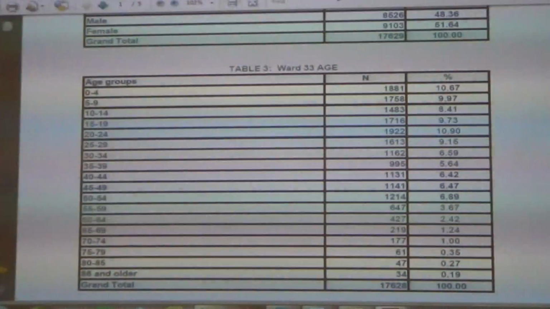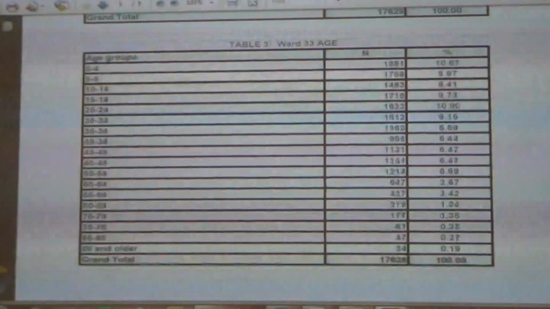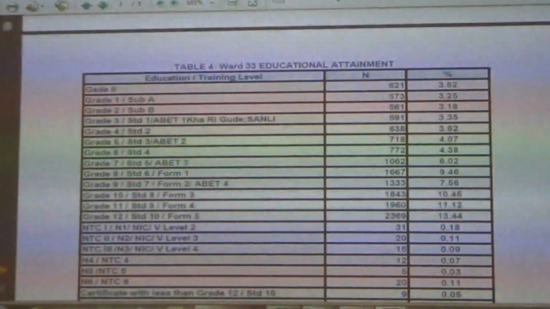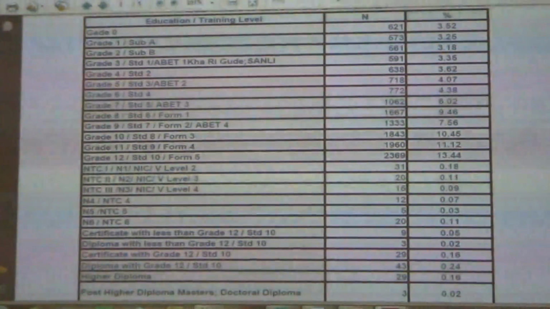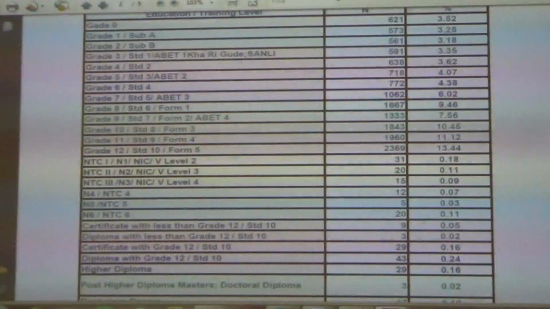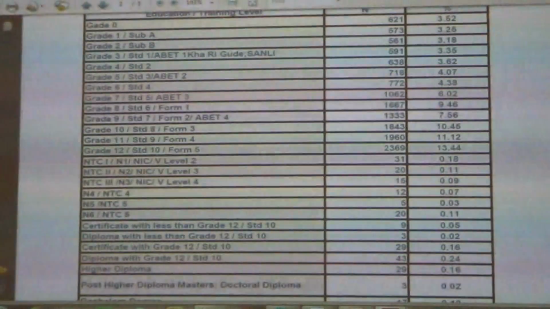We're still in Ward 33. We're looking at the age profile. Now we're going to educational attainment. Again, the whole list of all the different categories familiar to you, Isaac. All the different educational categories are there, and every one is put in a number and a percentage. But it's confusing if you look at it like that, isn't it? You need to make some sense out of that.